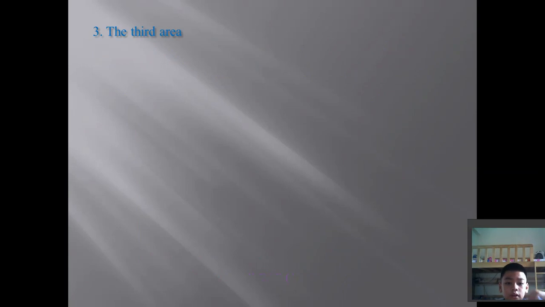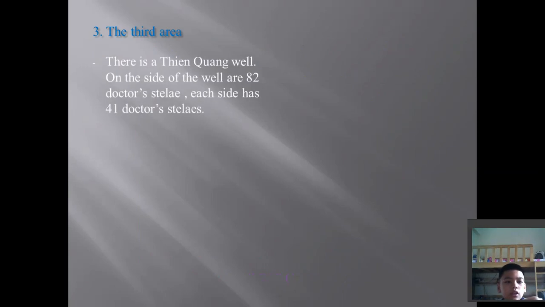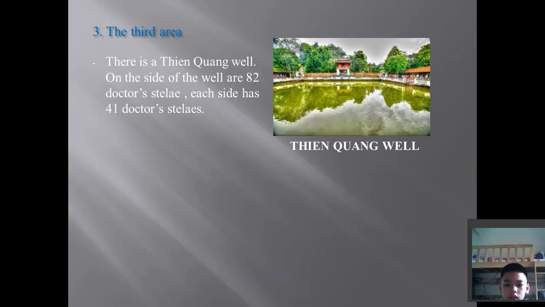Now we go to the third area. There's the Thiên Quang well. On the sides of the well are 82 doctoral steles. Each side has 41 doctoral steles. This is Thiên Quang well.